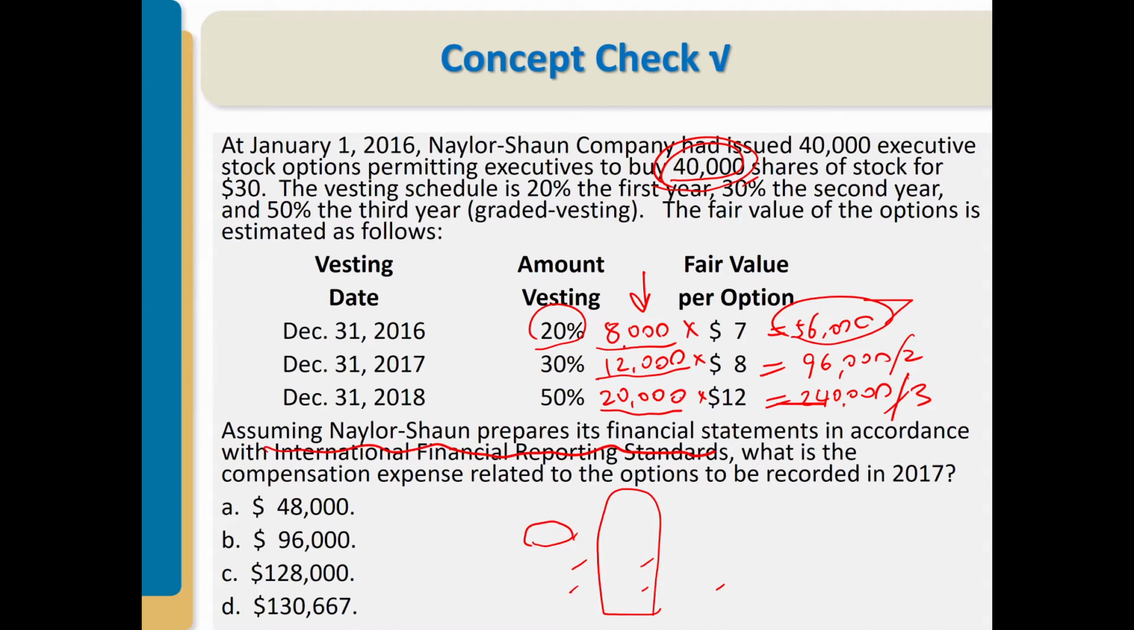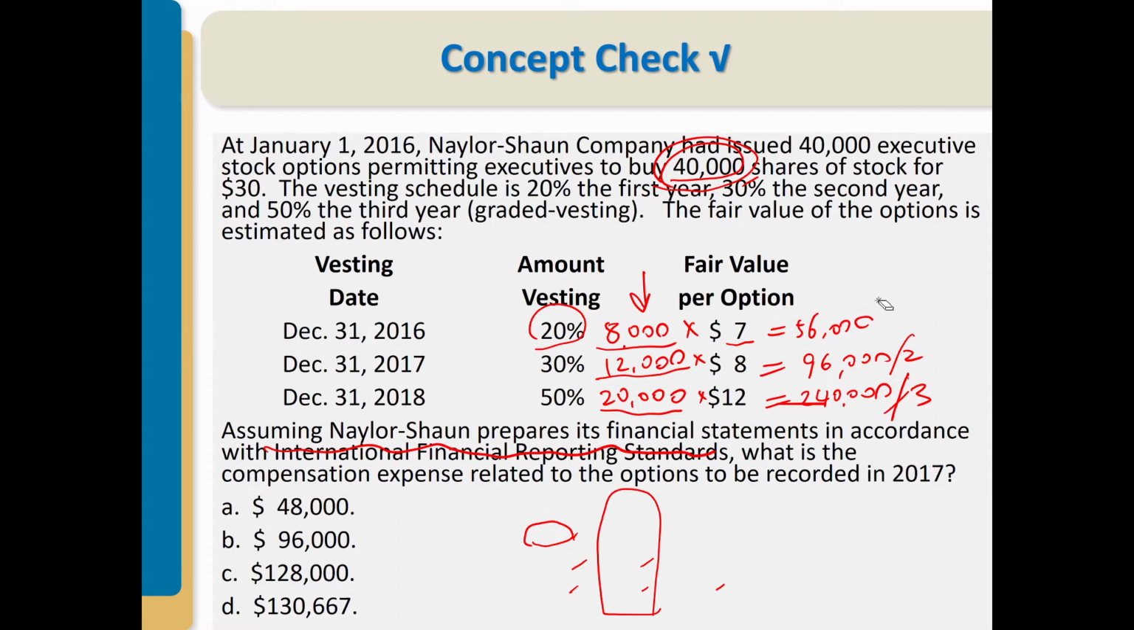Is that correct? Why is it divided by 2? 96 divided by 8, what do you mean divided by 8? Because these 8,000, 12,000, 20,000 would be the number of shares that will be vested. So you want to know what is the value of those 8,000 shares. That's how we need to estimate $7 per share. This is 8,000 shares, so what's the total value? That's why 7 times 8,000. That's how we got 56.